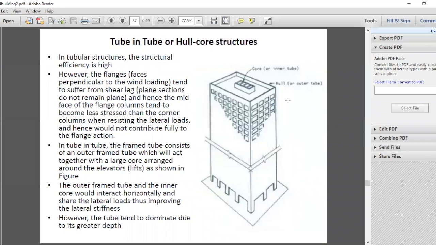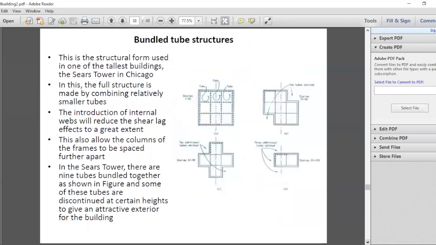the tubular structures, and the outer frame tube and the inner core would interact horizontally and share the lateral load, thus improving the lateral stiffness. But the dominating member will be the tube because it's a massive structure resisting the lateral loads. But this can actually improve the behavior of the structure. And that is called hull core structures or tube in tube.